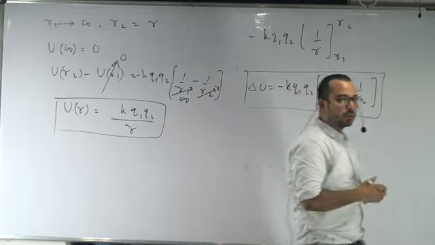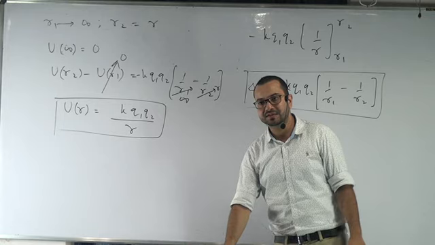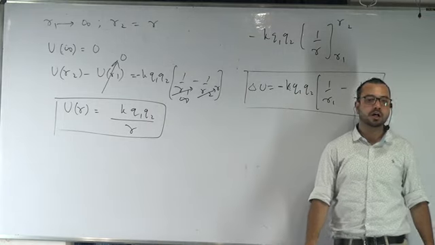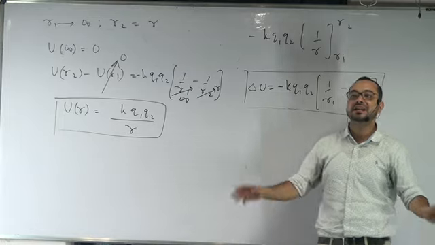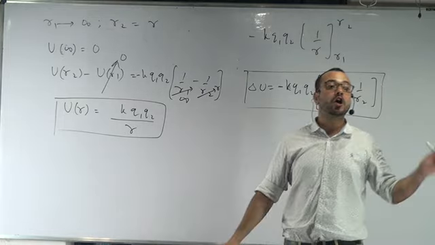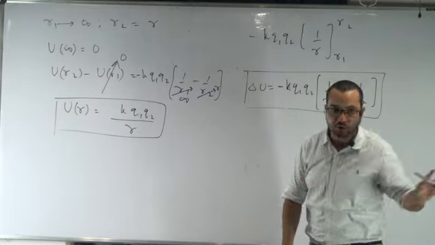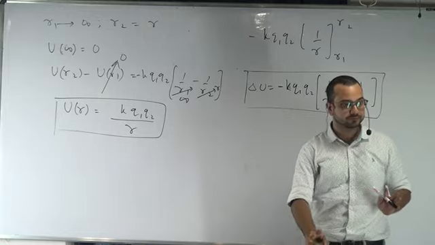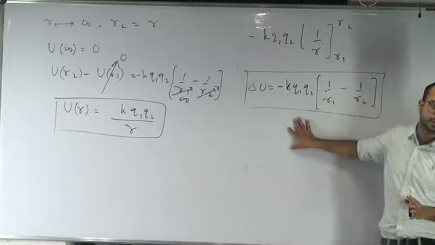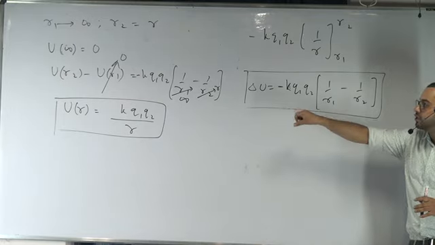The potential energy when two particles are separated by a distance r is k q1 q2 upon r. What is the underlying assumption? The underlying assumption is that at infinite separation the potential energy is assumed to be 0. If in a question tomorrow they say that that is not my reference level, then you're not going to believe in this. But this is always going to be true. Clear? Okay, now let's talk about the sign.